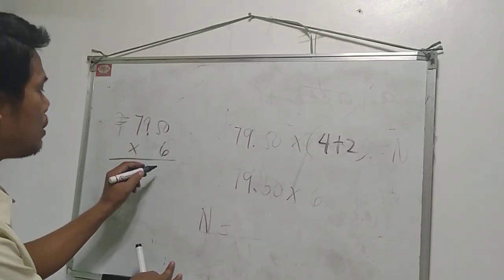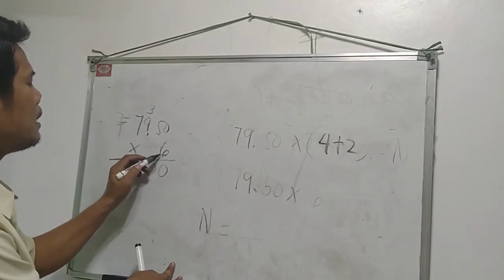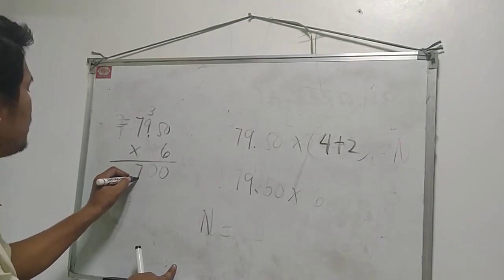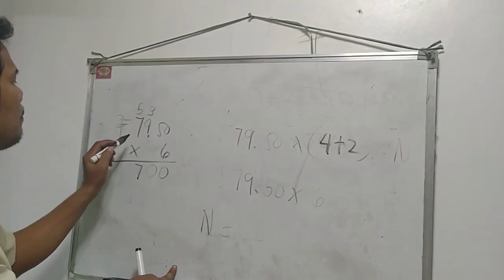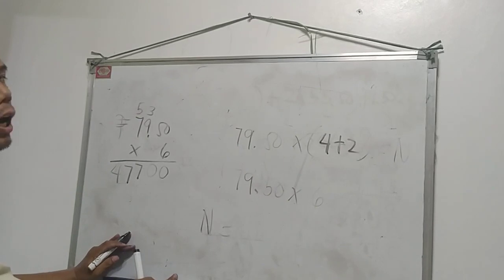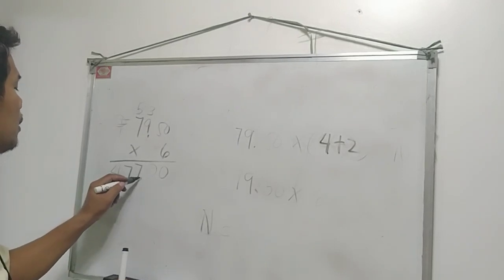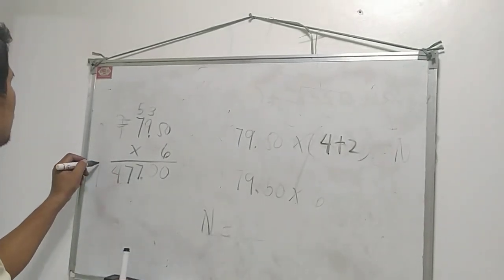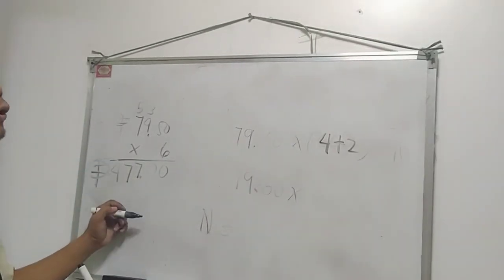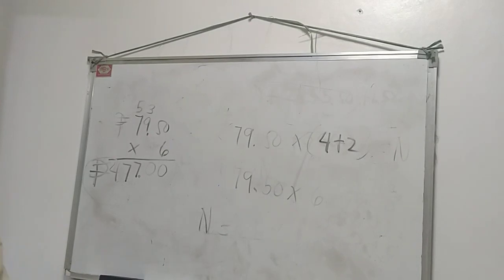Okay, 0 times 6 equals 0. 6 times 5 equals 30. Bring down 0, carry up 3. 6 times 9 equals 54 plus 3 equals 57. Bring down 7, carry up 5. 6 times 7 equals 42 plus 5 equals 47. Now, count the number of decimal places. We have 1, 2. So, how much did Mr. and Mrs. Buenavista spend? Okay, very good. So, Mr. and Mrs. Buenavista spent 477 pesos for their snacks, including their 4 children.